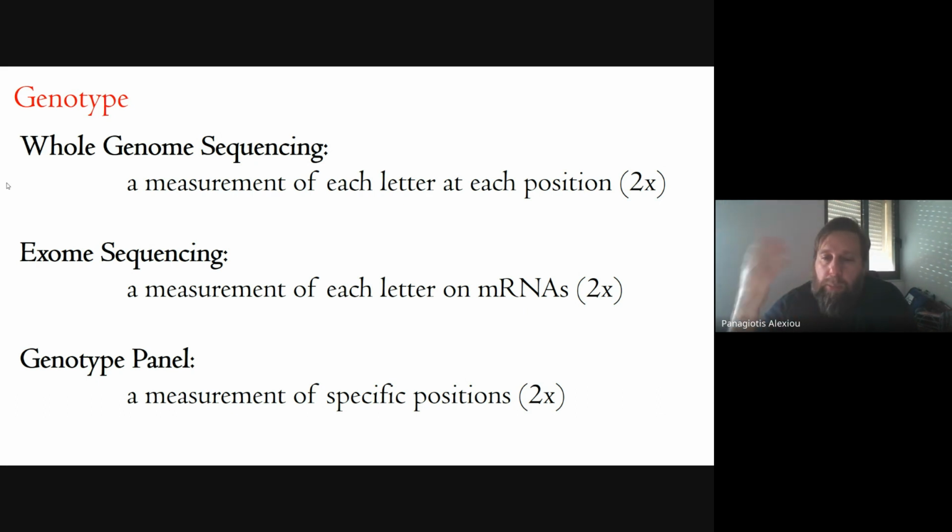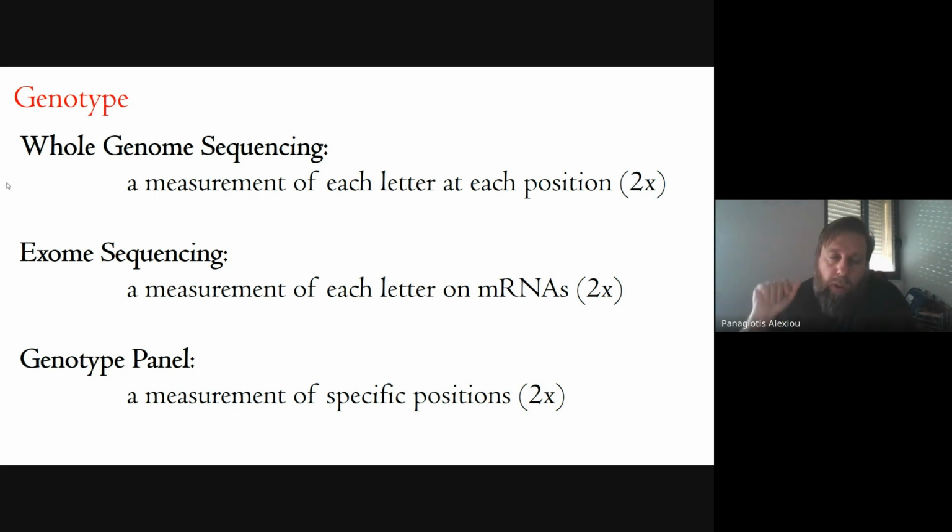Of course, this comes with a cost: you might be missing some parts of the genome that could be doing something we don't know about, but you are also reducing the cost and making files smaller and so on.